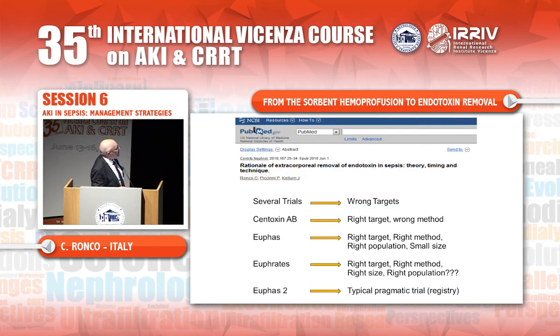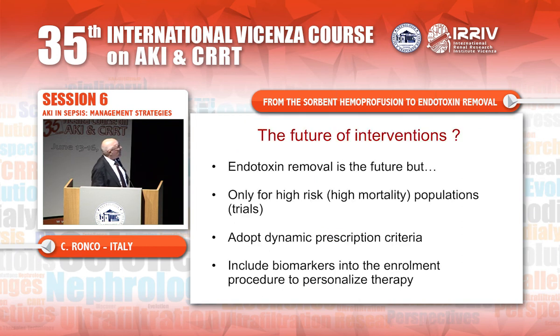We had several trials with wrong targets, no results. We had antibodies against LPS, right target, but the wrong method. The UFAS had the right target, the right method, right population, but small size. The Euphrates has right target, right method, right size, right population, question mark, because this suggests to personalize the treatment to specific treatment. And the UFAS-2 is a typical pragmatic trial registry that we should probably analyze better.